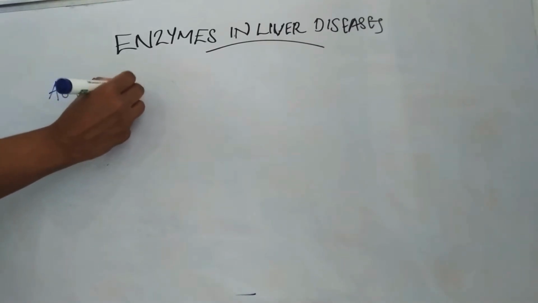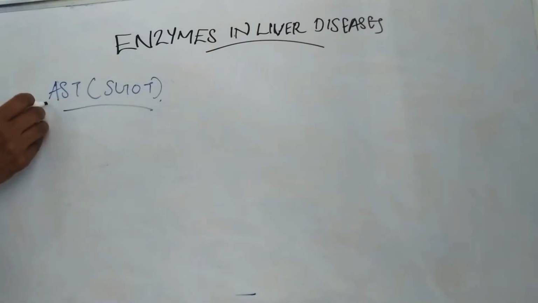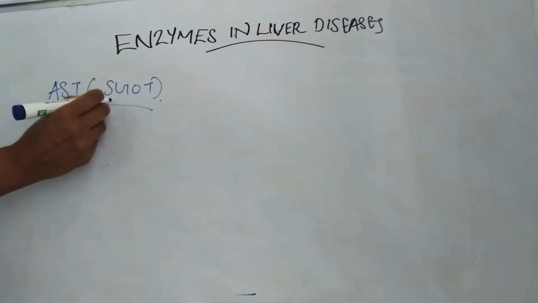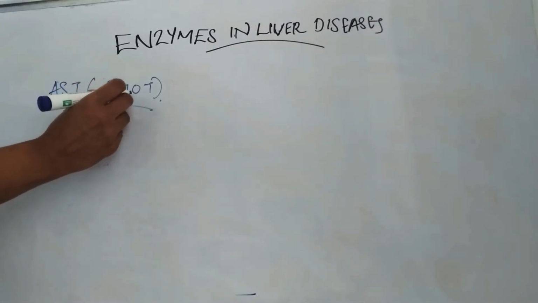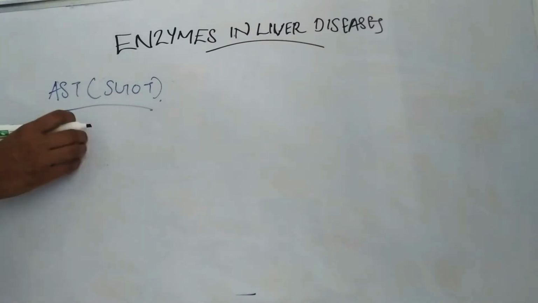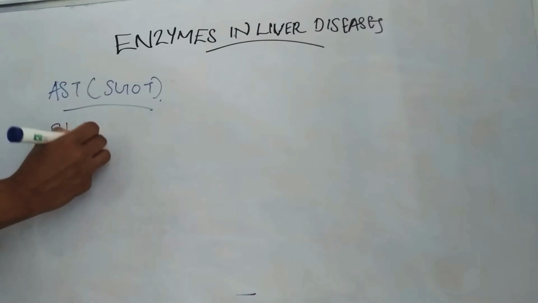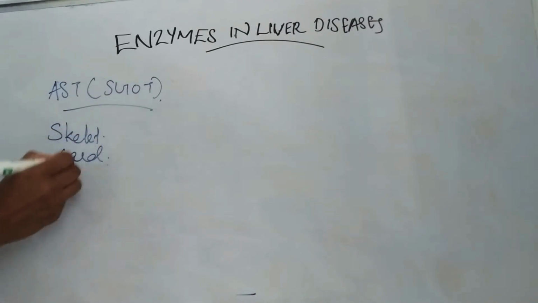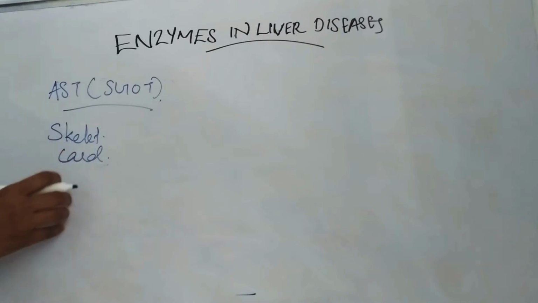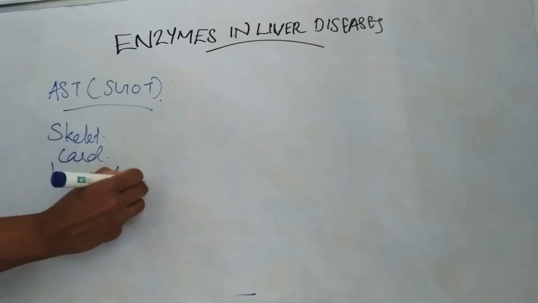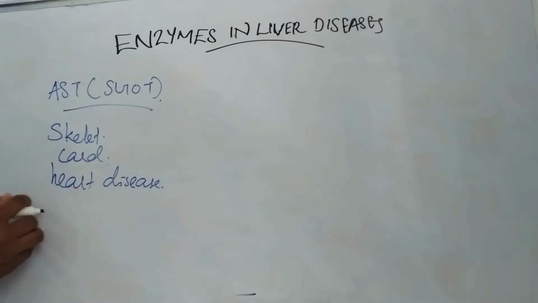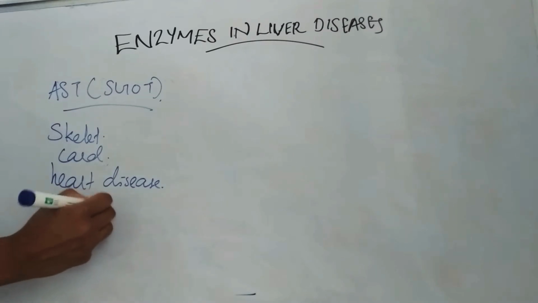AST or SGOT. This is aspartate transaminase or aspartate aminotransferase. SGOT means serum glutamate oxaloacetate transaminase. Both ALT and AST are transaminases. AST is not specific for liver because it is present in skeletal muscle and in cardiac muscle. So it is not specific for liver. It will increase in heart disease also. Its normal value is 10 to 40 IU per liter.